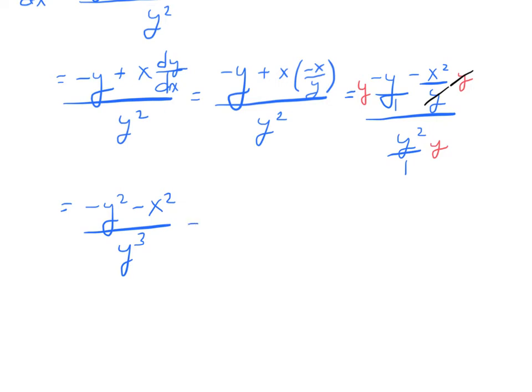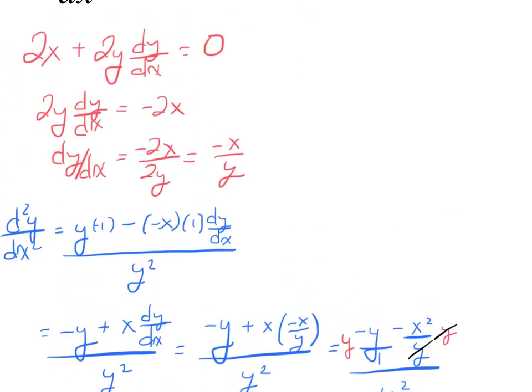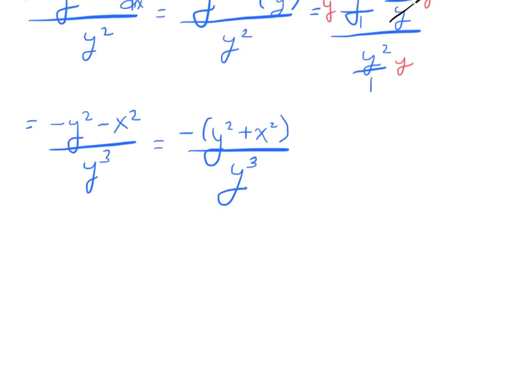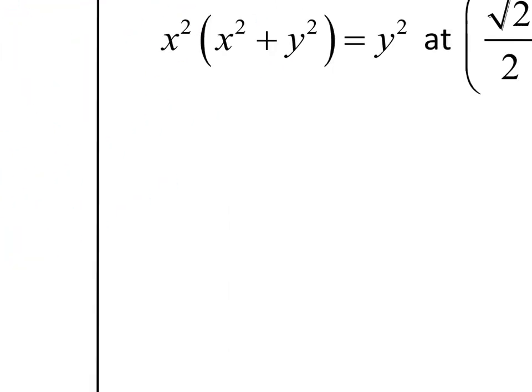We can simplify this a little bit more by factoring out the negative. And you may wonder what this does for us, but you see this y squared plus x squared? Well, we know something about y squared plus x squared from what we're given. We know that x squared plus y squared is equal to 25. So y squared plus x squared must also be equal to 25. So we get negative 25 over y cubed, and that's the second derivative of the given equation. Okay, two more example problems.